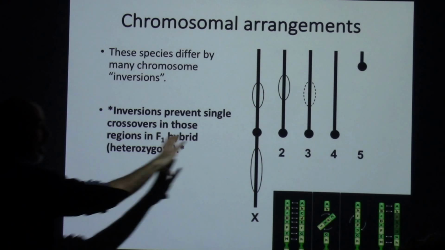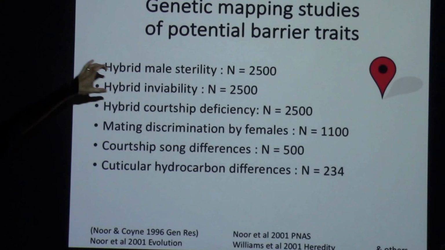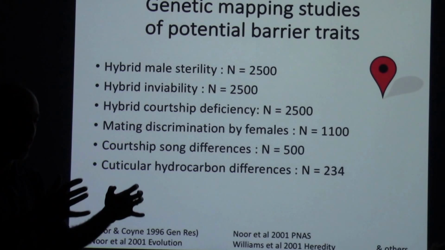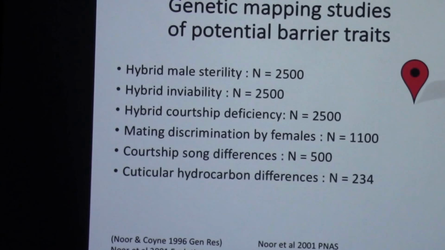Okay. So my role, again, as I said, was to map all the barriers to gene flow. So we mapped hybrid male sterility, big sample size, we mapped hybrid viability. There's a hybrid courtship deficiency. This is kind of interesting. For a subset of hybrids, you present a male with a female and he just sits there. Needless to say, that's bad for passing on your genes. There's strong mating discrimination by females, courtship song differences, cuticular hydrocarbon differences, lots and lots of papers and studies.